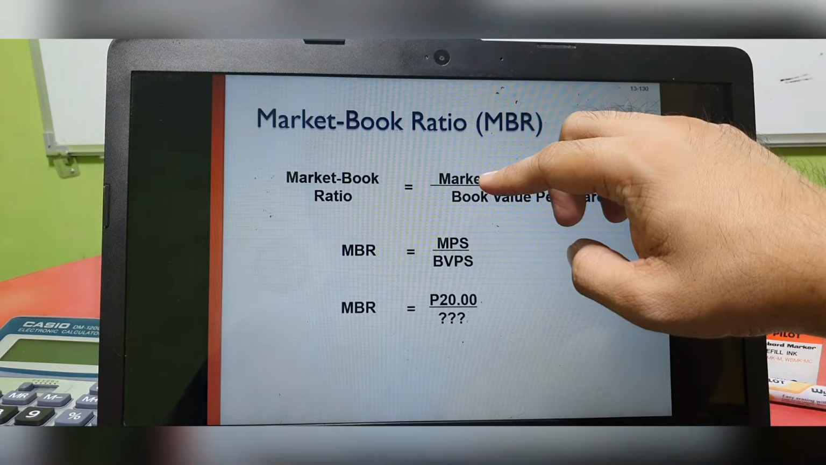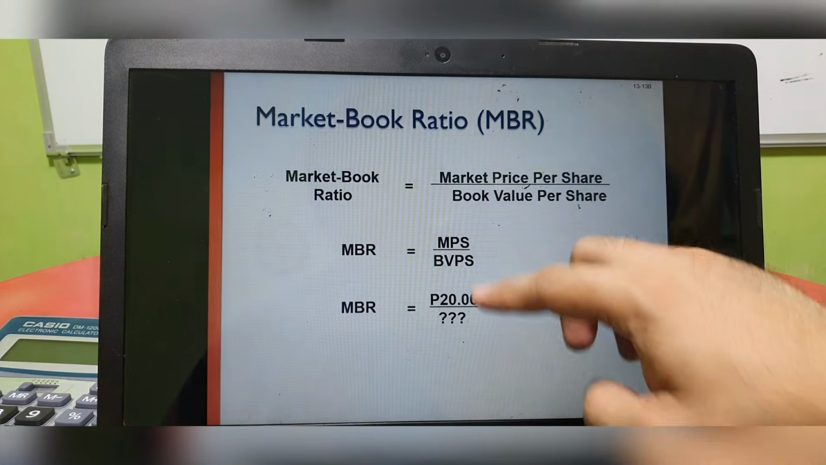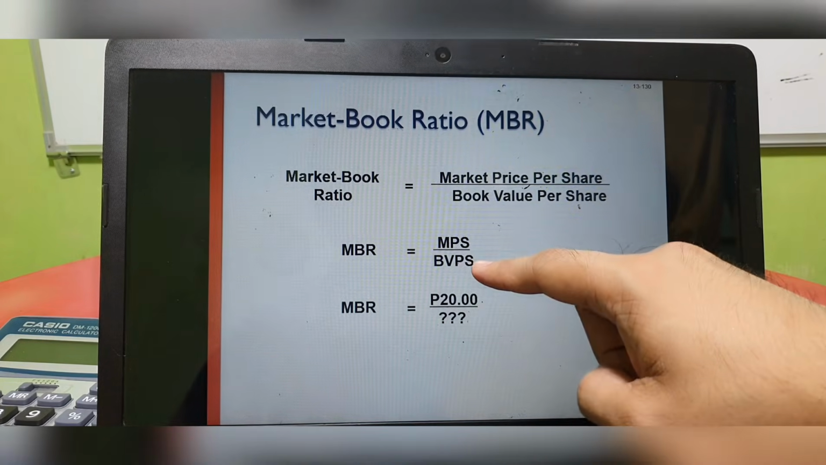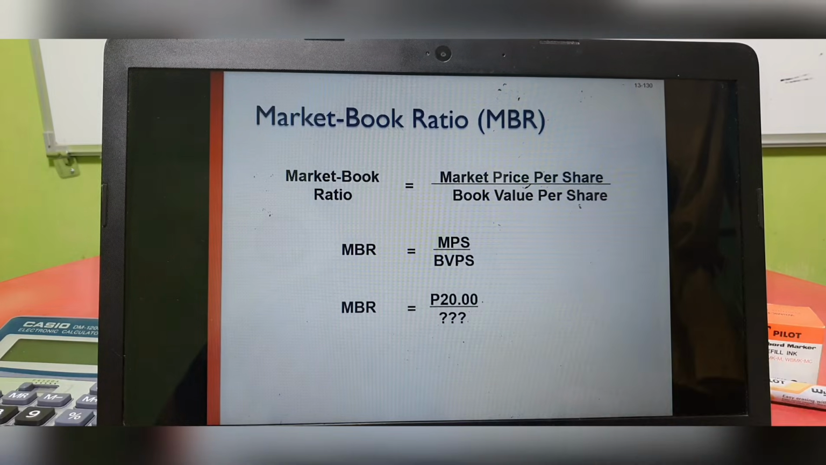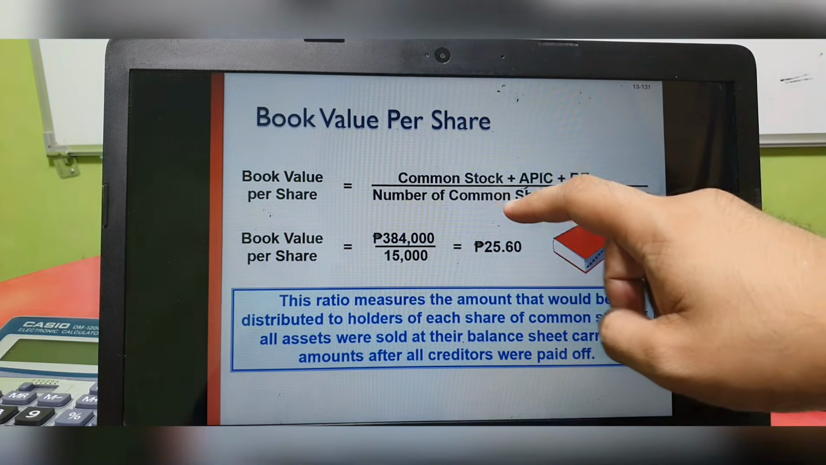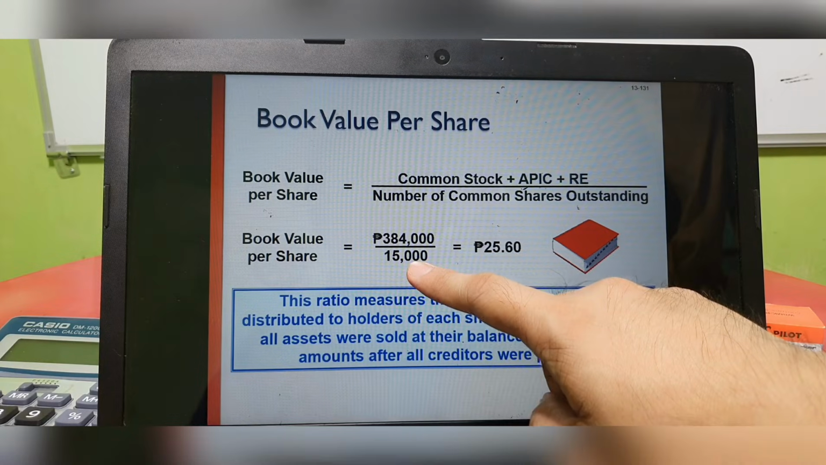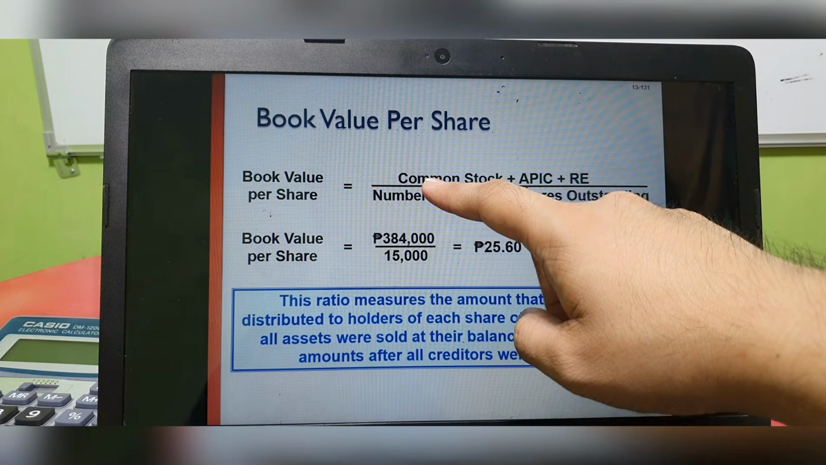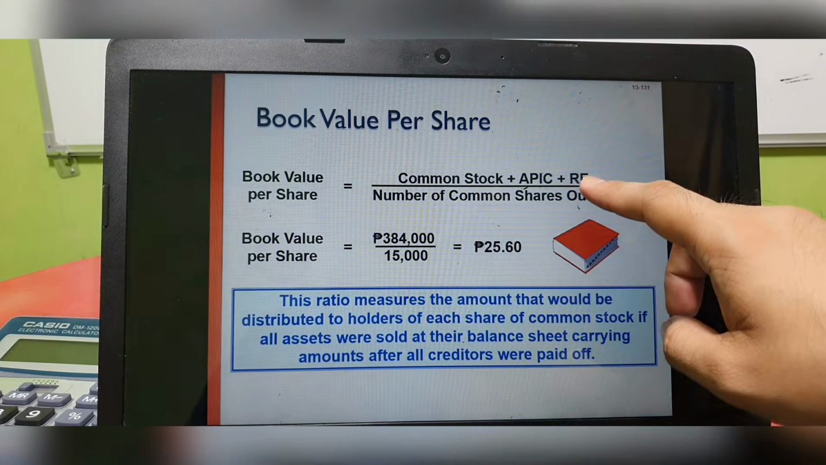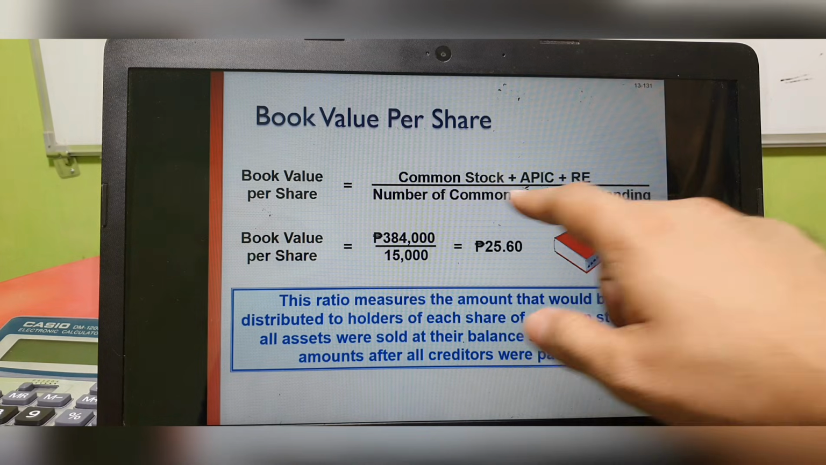Market book. Kaya naman, market price over book value per share. So, the market price is 20. Meron na tayo. Pero yung book value per share is magkano? Let's check the book value. So, ang book value natin per share, we are pertaining to the common shares again. So, number of common shares outstanding, pero at the end of the year lang. Okay? Magkano yung common stock natin plus APIC plus RE? That would be your entire numerator for the computation of your book value per share. Dahil ang may-ari talaga niyan ay yung mga common stockholders.